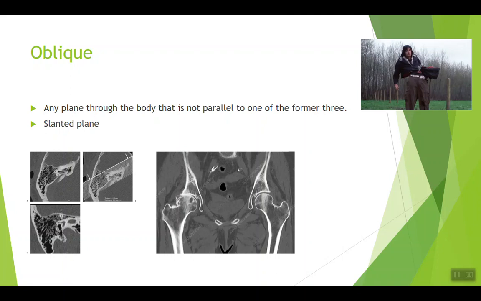But you're never going to put a patient on the CT scan and they're going to say, scan that patient in an oblique plane. It just doesn't happen that way. Might look that way, but it doesn't happen that way.